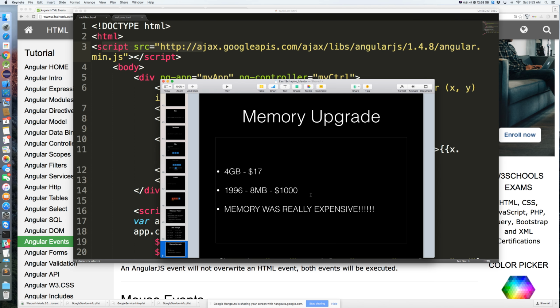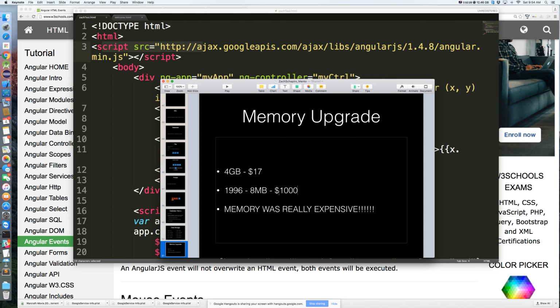And here's the real kicker. This $1,000 for 8 megabytes of memory is after memory started coming down in price. It used to be even more than this, substantially more. So memory used to be really, really prohibitively expensive. And not just that, we were also limited on how much memory we could have. Not only was it super expensive, even if you had unlimited dollars, you still were limited on how much memory you could put onto a single chip. 4 gigabytes was unheard of in 1996.